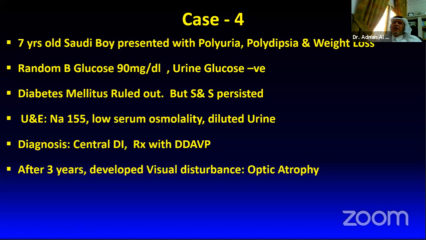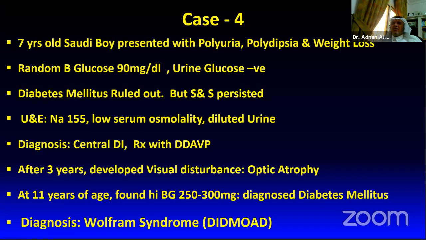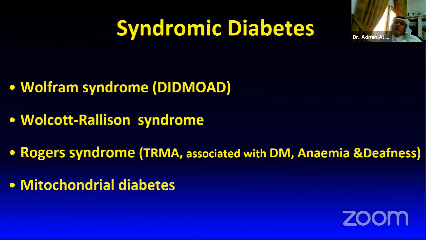And after 3 years, he started to develop visual disturbance diagnosed by an ophthalmologist as optic atrophy. And after 11 years, he developed hyperglycemia. So the diagnosis, I'm sure it is clear to you. This is most likely Wolfram syndrome, or DIDMOAD syndrome.